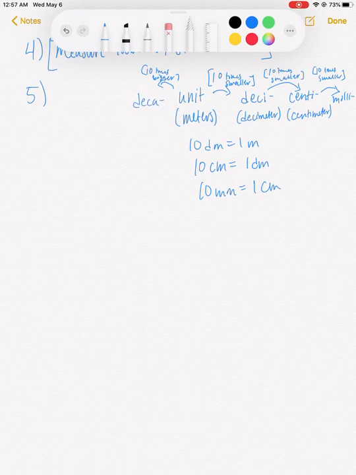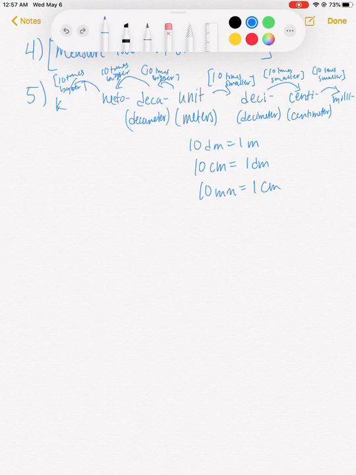Here we go, we got it there. Okay, so we can have a decameter if we wanted. And then 10 times bigger than that is the hectometer, hecto. And then 10 times bigger than that gives us a kilometer. Kilo is 1,000 meters.